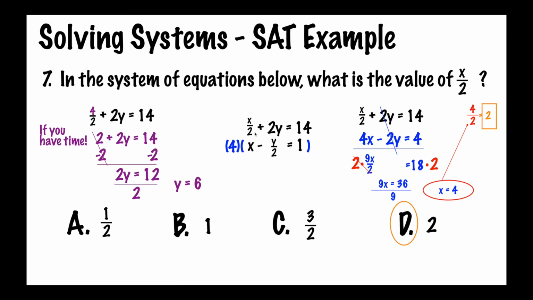So 4 over 2 is 2. 2 times 6 is 12. 2 plus 12 is 14, so that one's good. Down here, I've got 4 minus 6 divided by 2. 6 divided by 2 is 3, so 4 minus 3 is 1. So now I know that we have the correct answer.